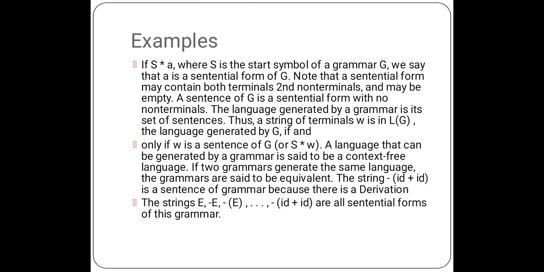And then a language that can be generated by a grammar is said to be a context-free language if two grammars generate the same language. This is one of the important points that we have to keep in mind. The input string is minus opening parenthesis id plus id closing parenthesis, and using some set of productions, we are going to derive this input string.